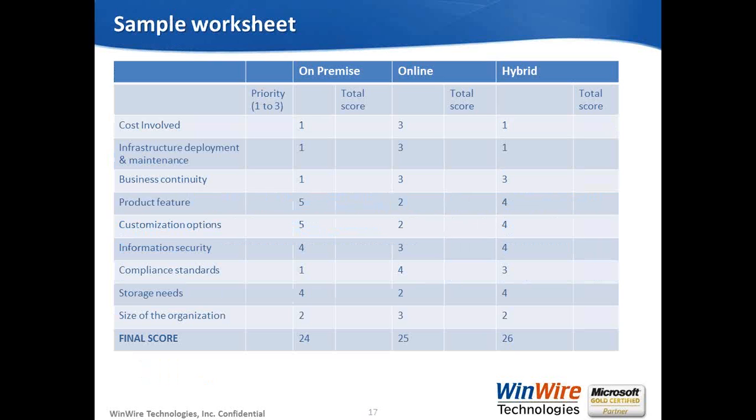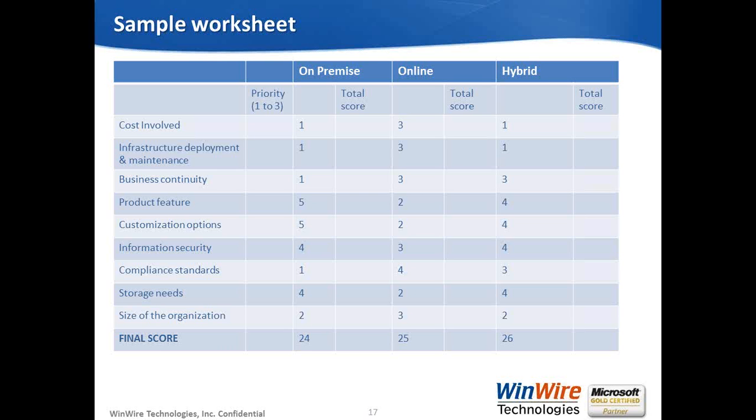Looking at the aspects of score and priority, we brought in a sample worksheet wherein we have taken all the parameters and looked across all 3 environments: on-premise, online, and hybrid. Looking at it without the priority itself, you can see the online score is somewhere between the score of on-premise and the hybrid. If I take the example of cost involved, the score is low for on-premise, high for online, and low for hybrid.